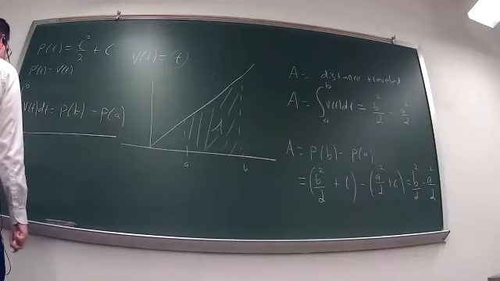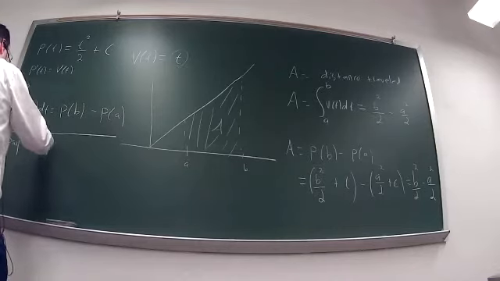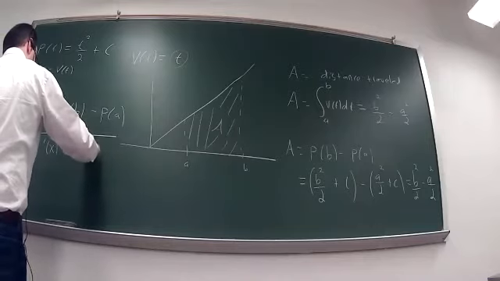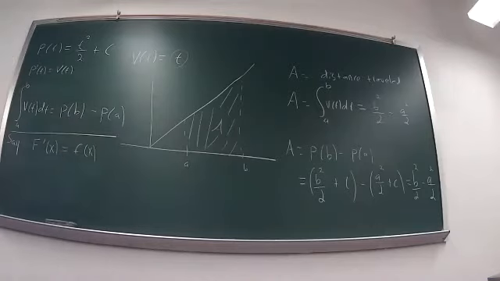So to state it more formally, you could say that, say you have an antiderivative, like capital F prime of x is equal to little f of x, so you've got an antiderivative.